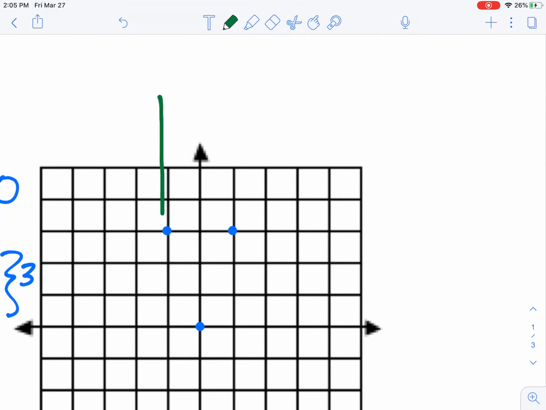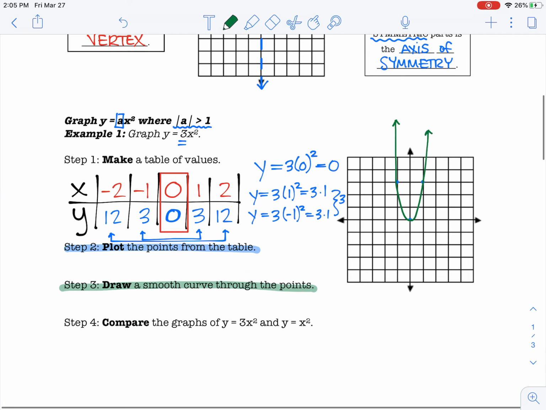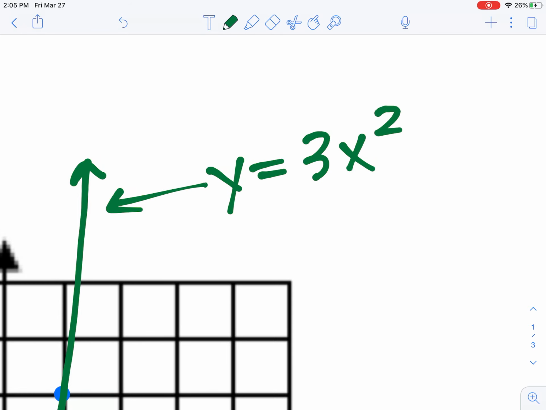But it should kind of look like a U. It doesn't have to be perfect. And then like with all of our other graphs, it does have arrows at the end. So it's going on, up and to the left and up and to the right forever, which is why we need our arrows. So that's our graph. So if all I asked you to do was to graph, that's where you would stop. So this is the equation, or the graph of the equation y equals 3x squared.